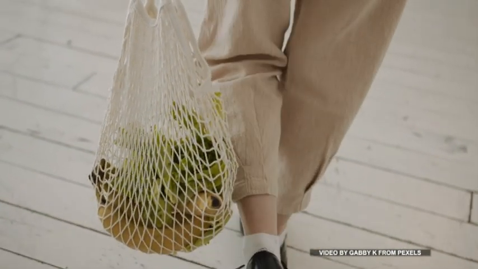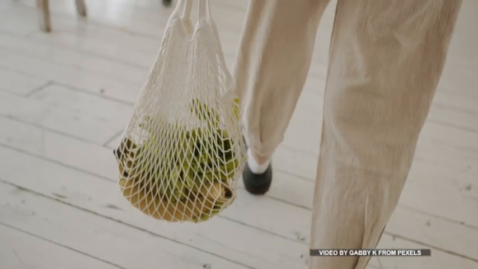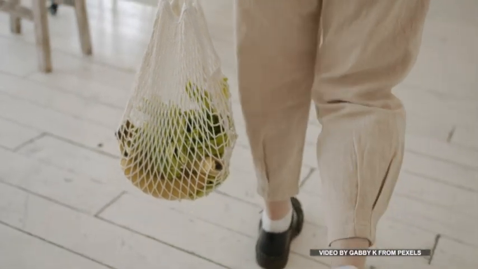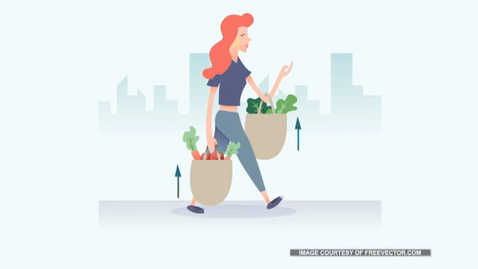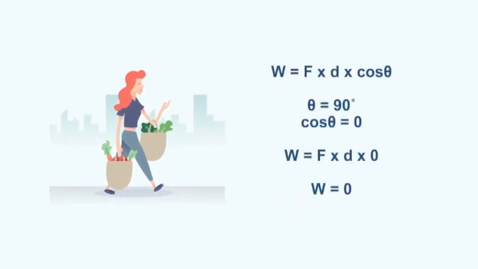You also do not do work on the bag of groceries as you carry it even if you walk horizontally across the floor at a constant velocity. This means that no horizontal force is required to move the package at a constant velocity. You might exert an upward force to keep the package level. But since the force is perpendicular to the horizontal motion of the package, the force has nothing to do with the horizontal movement of the package. Therefore, that upward force to keep the package up is not doing work.